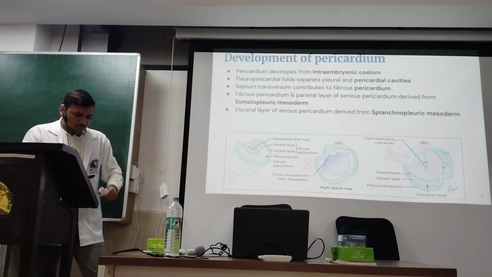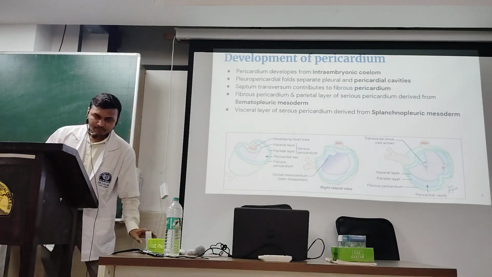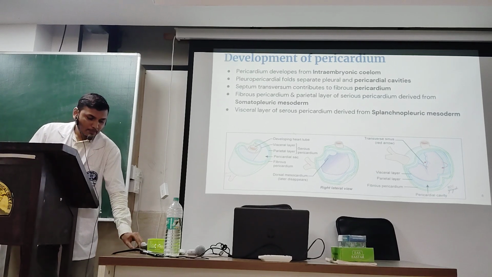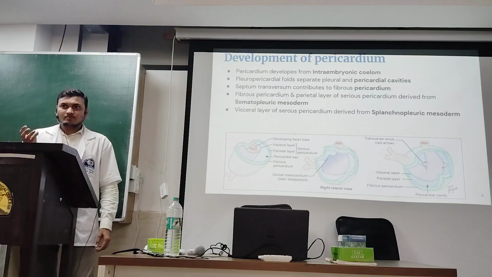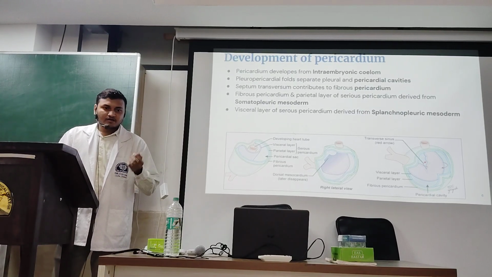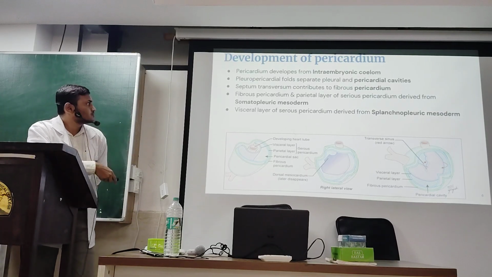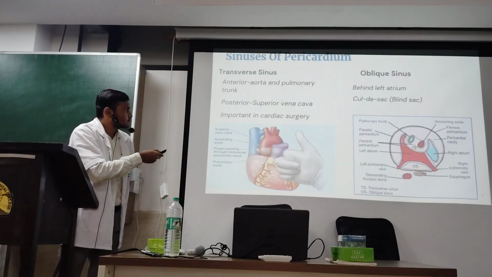So the pericardial cavity is basically formed from the intraembryonic coelom, and the fibrous pericardium and the parietal layer of the serous pericardium are formed from the somatopleuric mesoderm, and the visceral layer of the serous pericardium is formed from the splanchnopleuric mesoderm, and the septum transversum contributes to the fibrous pericardium.